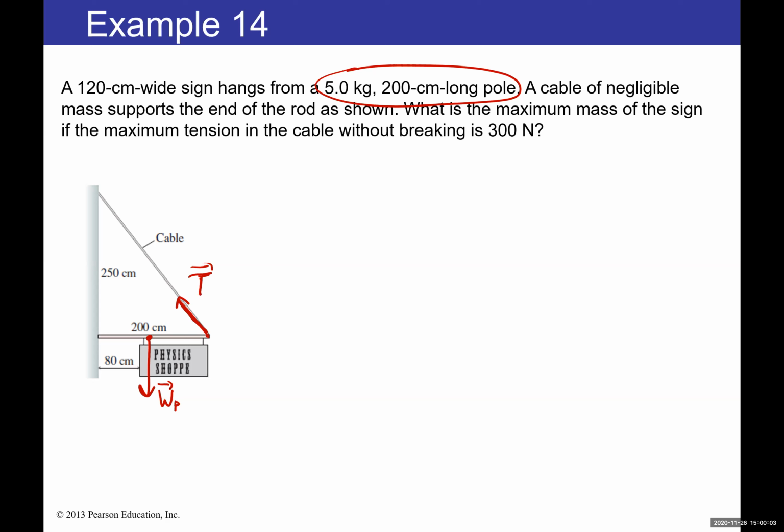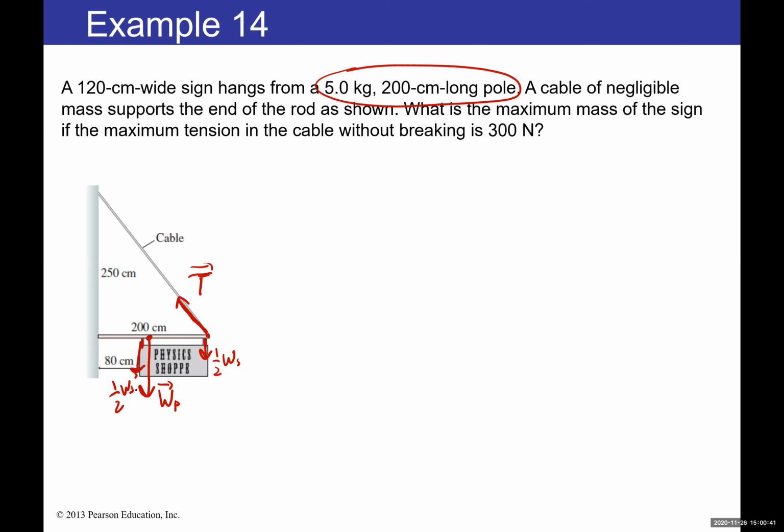There's also a sign, the physics shop sign, which acts at two different positions. One is at the end, another one is right here. So technically they are providing two forces. Since the sign is connected to the pole by two tensions, each tension from the sign is equal to half of its weight. So this one is half of the weight of the sign.